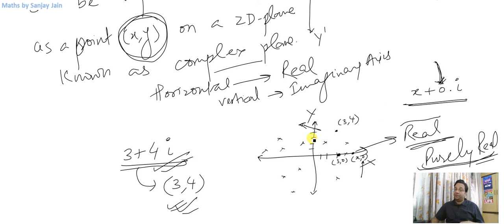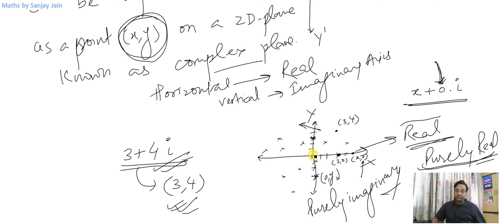A complex number will be a purely real number when its imaginary part is 0, and a complex number will be purely imaginary when its real part is 0. So every point on this y-axis will be of the type 0 comma y. Hence, these points on y-axis will represent purely imaginary complex numbers. What about this point here, origin? This is 0 comma 0. So it represents 0. Basically, it is 0 plus 0 iota. Right? It is purely real as well as purely imaginary.